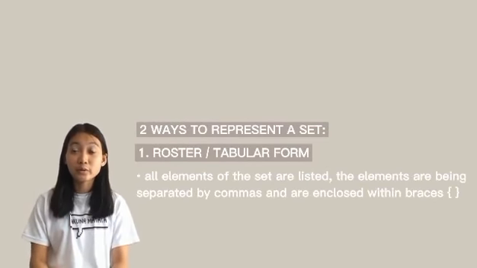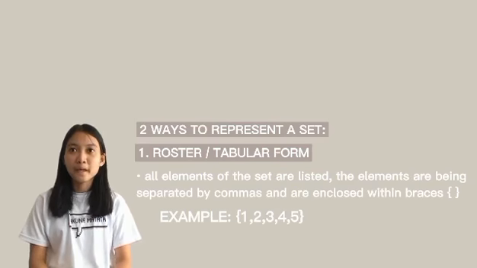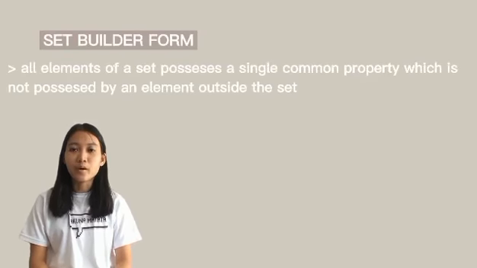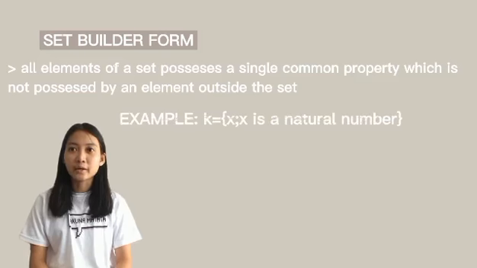First is the roster or tabular form. All elements of the set are listed. The elements are separated by commas and are enclosed within braces. Example is {1, 2, 3, 4, 5}. Second is set builder form. All elements of a set possess a single common property which is not possessed by an element outside the set. Example is {x | x is a natural number}.